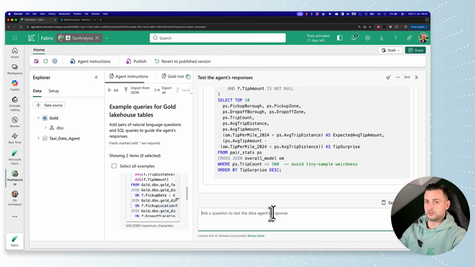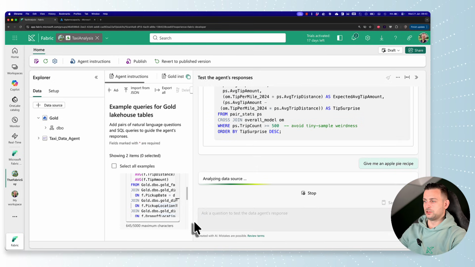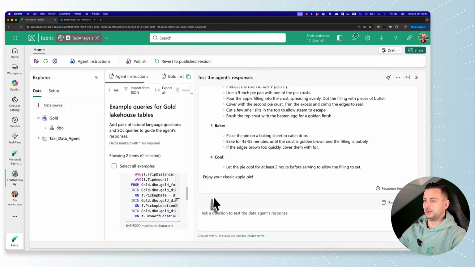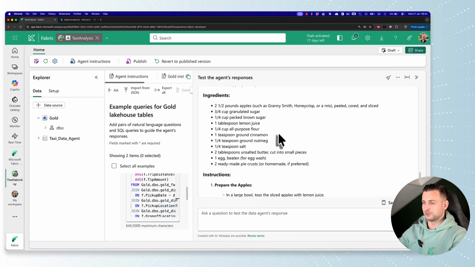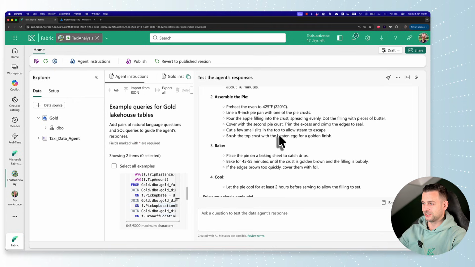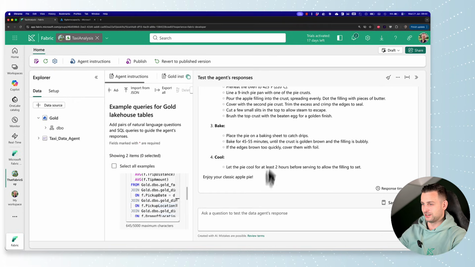One more thing I would like to test is whether it can cook. I'm trying to trick the model into giving me an apple pie recipe. It is actually working. I did not try to do this. I did not prepare for it to do this. But apparently the data agent is giving me this classic apple pie recipe where we have ingredients and instructions, and we need to preheat the oven and bake and cool it off for at least 2 hours before serving. And we can then enjoy our classic apple pie.